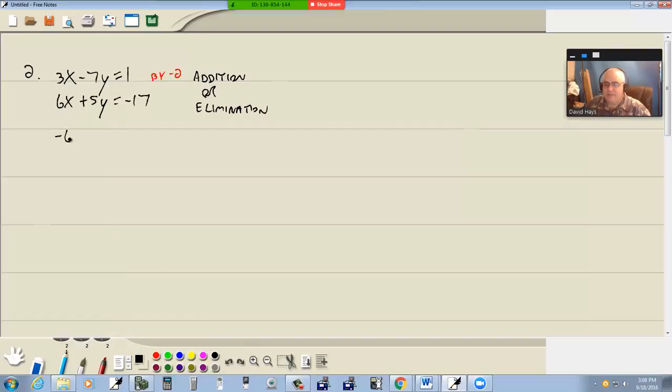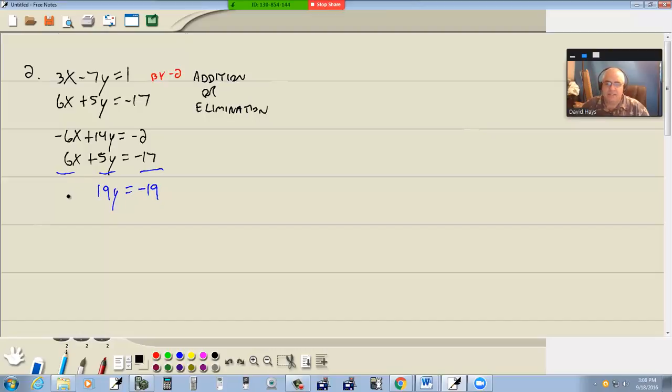-2 times 3x is -6x. -2 times -7y is positive 14y. -2 times 1 is -2. Then we've got 6x plus 5y is equal to -17. Now if we add these, -6x plus 6x drops away. 14y plus 5y is 19y. -2 plus -17 is -19. Now notice that one of our variables was eliminated. The x's were eliminated. All we have now is y's. So that's the elimination. And we added.